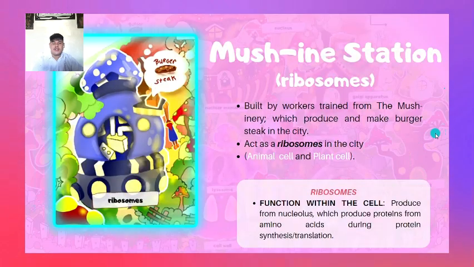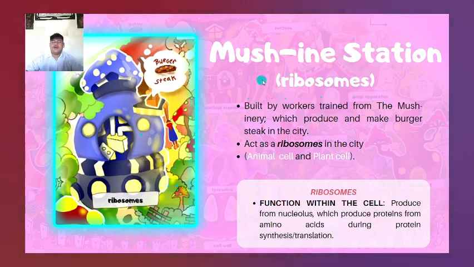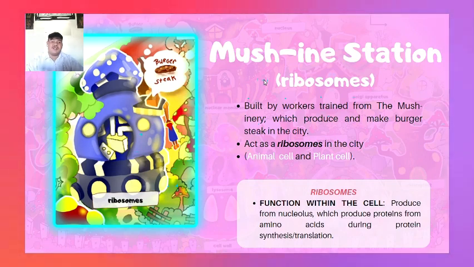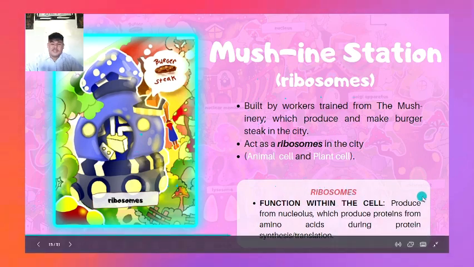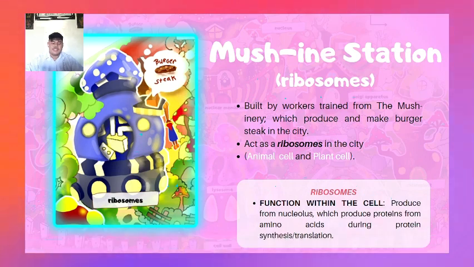So the machine station is built by workers trained from the machinery, which is the nucleolus, which produce and make burger steak in the city. So the machine station acts as a ribosome in the city, and it can be seen in animal cell and plant cell. The ribosomes and the machine station are related with each other because just like ribosomes, they produce proteins from amino acids during protein synthesis or translation.